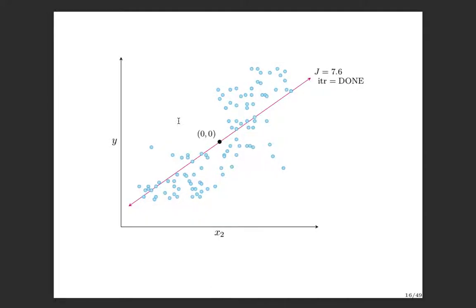So eventually, the cost is just going to start doing this. You're going to converge on some minimum cost, like 7.6, 7.7. It's going to just do this, right? So you run this until you get some type of nice convergence, and then you're done.